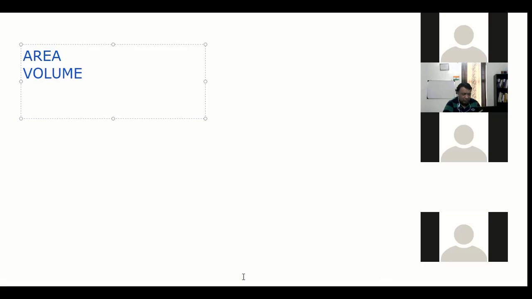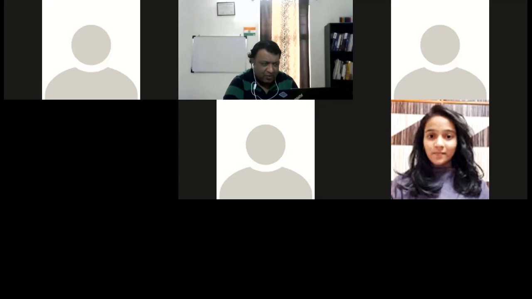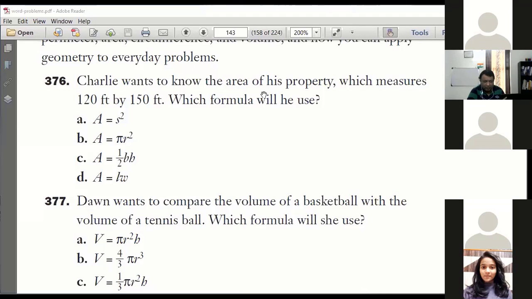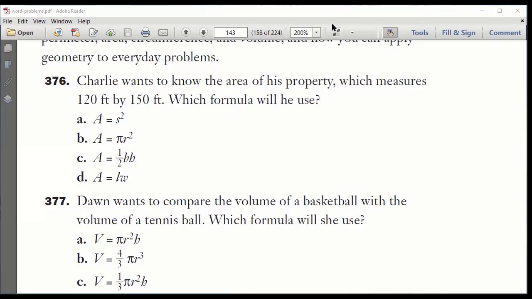Let me show you some problems. We'll start from there. First question Shriya will answer. Shriya will read the question. If you don't know, I am there, but you'll explain what kind of figure it is, circular figure, linear figure. Then I'll tell you how to do it. Shriya, question number 376. Read out the question, apply your logic.